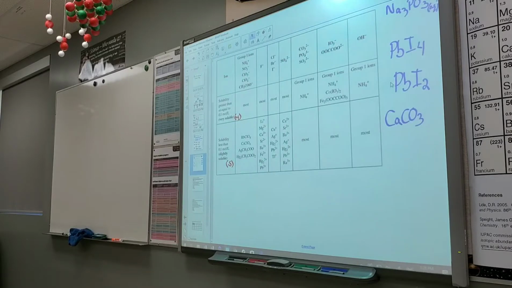So aqueous and ionic. Yeah, this is aqueous. Find it. What is carbon dioxide? If there's four negatives, it's gotta be four positives, right? It's PB with a 2 charge, 2 plus. Correct.